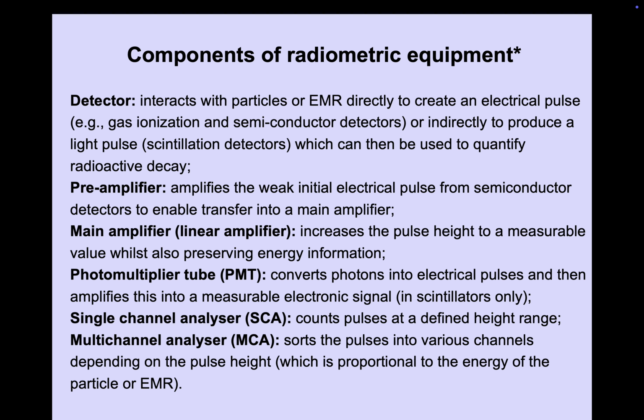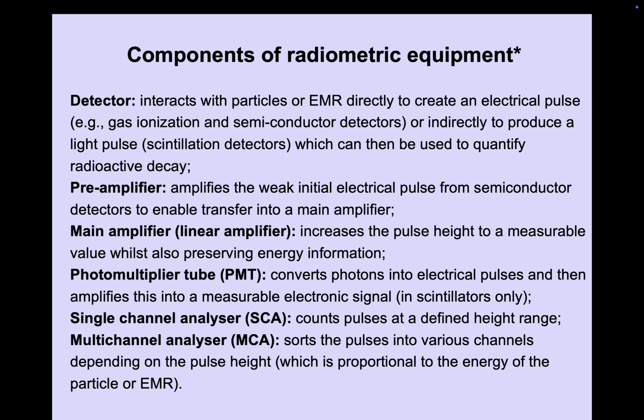Then we have this SCA and MCA, so single and multi-channel analyzers. In the single channel analyzer, we're counting pulses across a defined energy range, and this is good for when we just have a single radionuclide in a sample and we need to measure its overall radioactivity. However, if we have multiple radionuclides in our sample, then we need to make use of an MCA. So this sorts our pulses into various channels depending upon the height of the pulse.